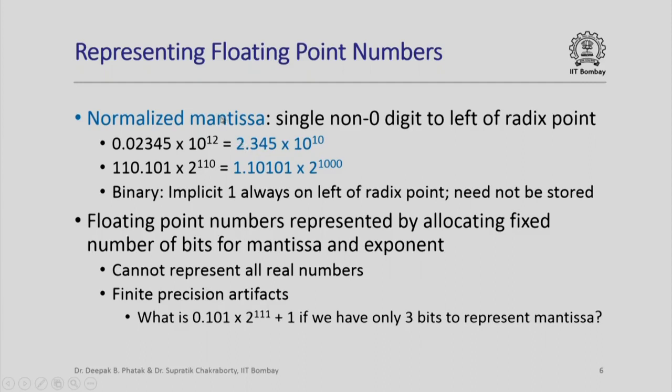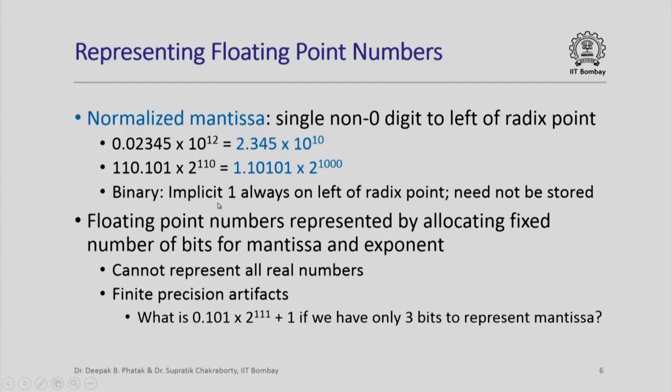And the same notion of a normalized mantissa carries over even for binary representation. This is not a normalized mantissa because to the left of the radix point we have more than one non-zero digits, whereas here to the left of the radix point we have just a single non-zero digit. And here is an interesting observation: if we are representing numbers in binary, then in any case we only have zeros and ones to be used in our representation. And if we are saying that to the left of the radix point there must be a single non-zero digit, that has to be 1.